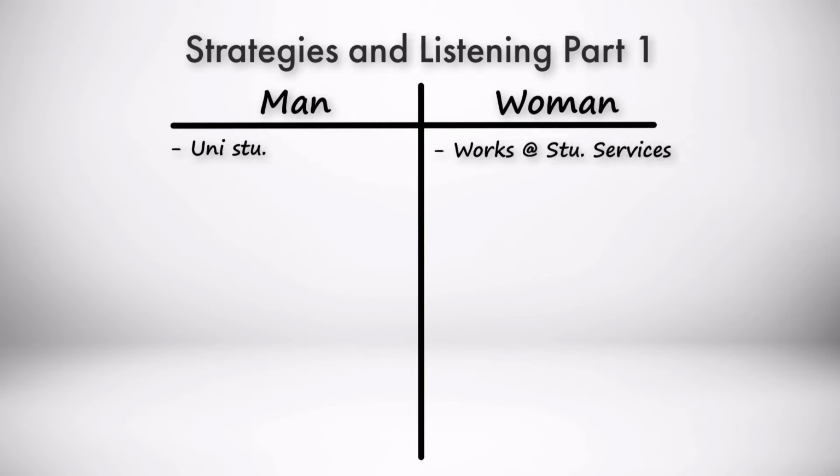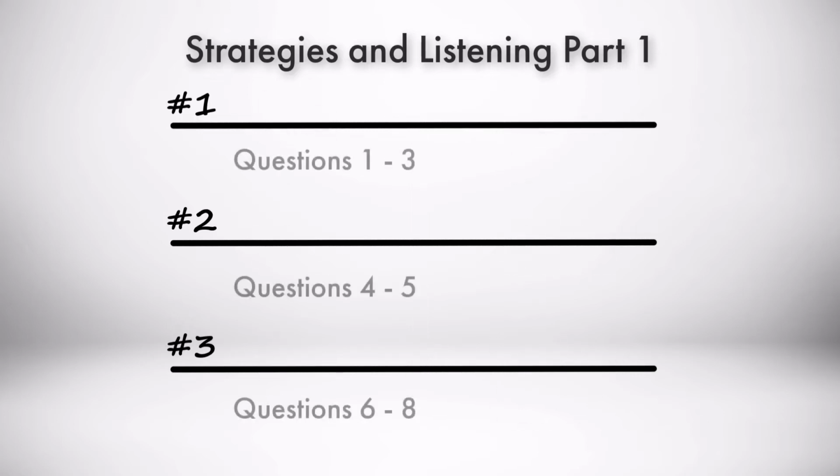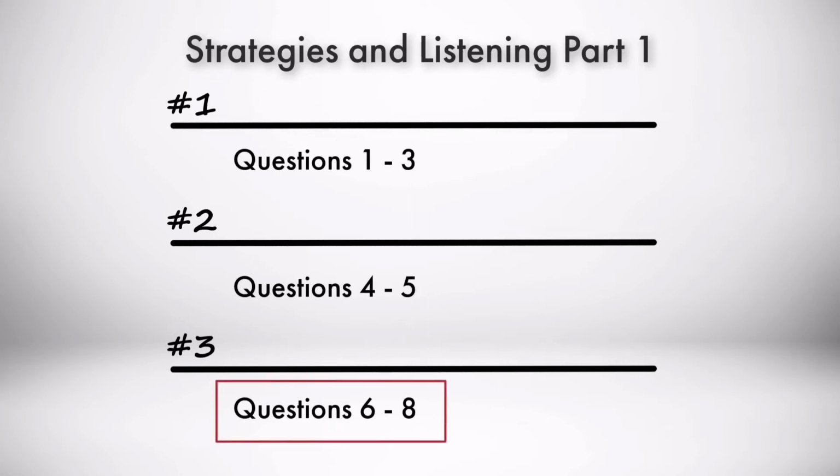Remember that the conversation in listening part 1 is divided into 3 parts. To clarify your notes, you could even split your page into 3 sections like this. It's also good to note that the questions in each of the 3 parts only refer to the dialogue of that respective part. In other words, the questions for the 3rd part of the conversation will only refer to the 3rd part, not the 1st part.